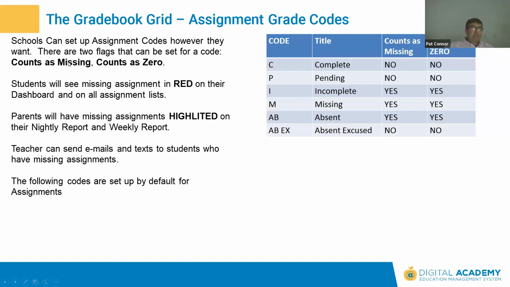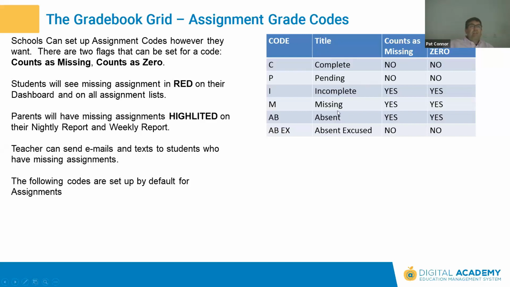One counts as missing, and the other counts as 0. And these are the codes that are set up by default and how they appear. So as the trainer for your school, you'll want to figure this out and make sure you're communicating it to your teachers.